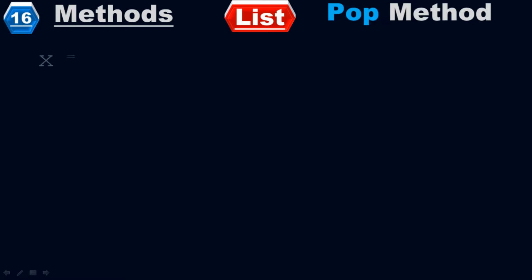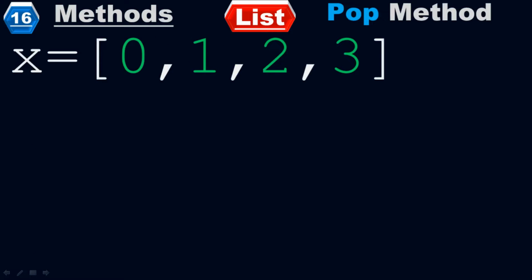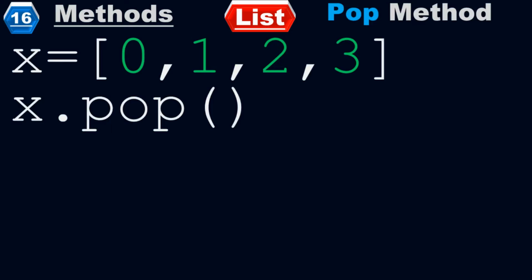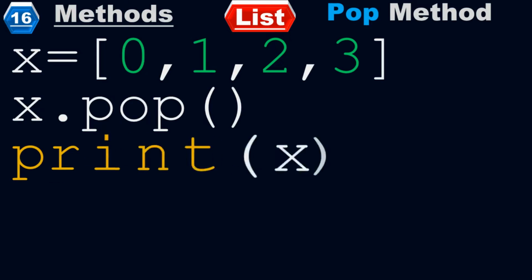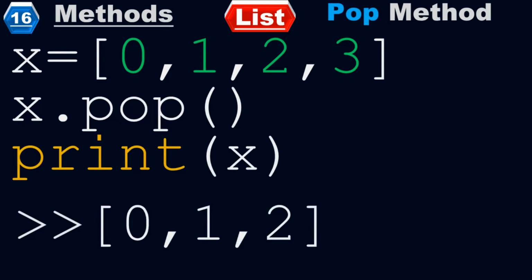Example number 16. X equals to [0, 1, 2, 3]. X dot pop function. Take the print of X, you will get 0, 1, 2. Look at here. The given list is X equals to [0, 1, 2, 3]. This list has been named with the identifier X.